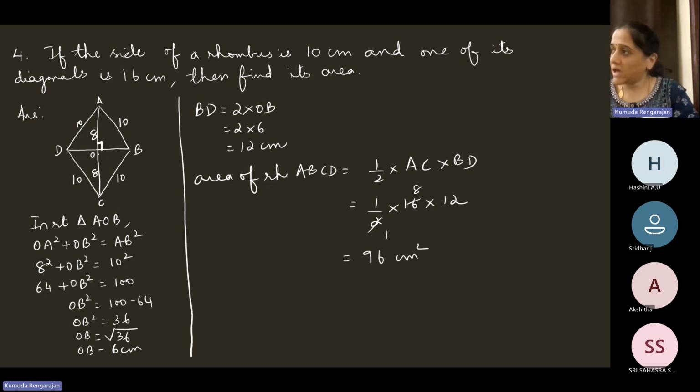AO is how much? Half of it, 8. CO, 8. AC is 16 now. Correct? Okay. Now look at this, right. So, the given information, we drew that diagonal.